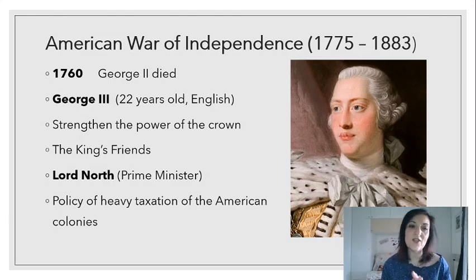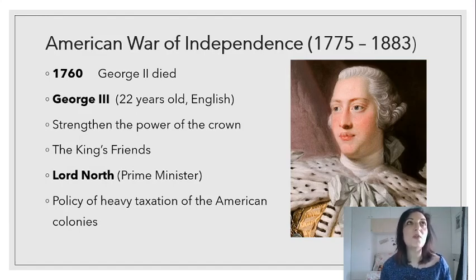Why have I just said he tried? Because he actually was a kind of loser. He was the king who lost the British colonies in America. Okay, so he lost much. Let's see which steps led Britain to lose its colonies in America.